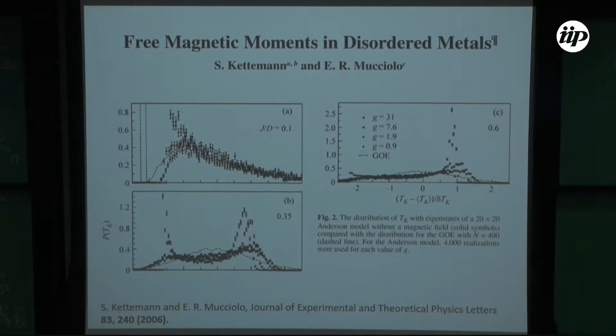Before getting into my own numerics, let me mention other people's. There have been previous attempts to look at this. Stefan has worked on this before. I think the main work here was looking at random matrix theory, but there were also some simulations of the Anderson model in 2 dimensions in 2006, for relatively small lattices, 20 by 20. You can see there's a kind of bimodal distribution which appears.